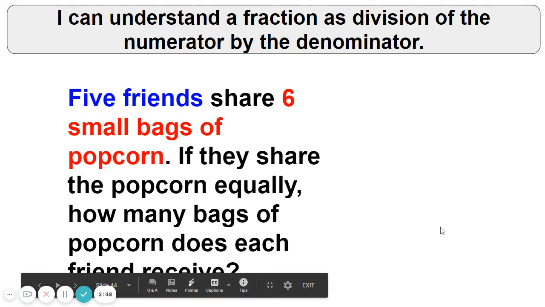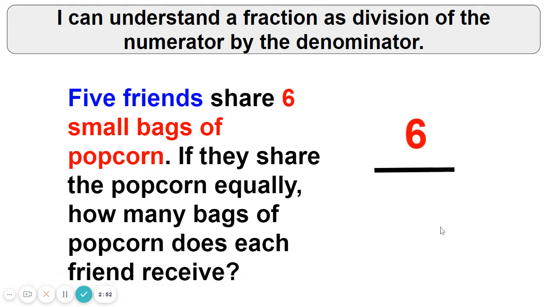So if I make my fraction, what are they sharing? They're sharing 6 small bags of popcorn. Who is sharing it? 5 friends. So my answer would be 6/5. And we know that that's an improper fraction because our numerator is bigger than our denominator.